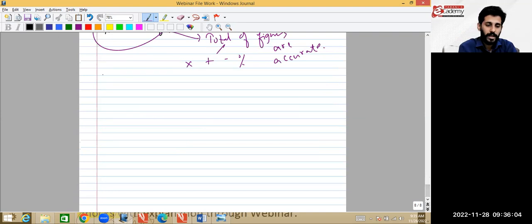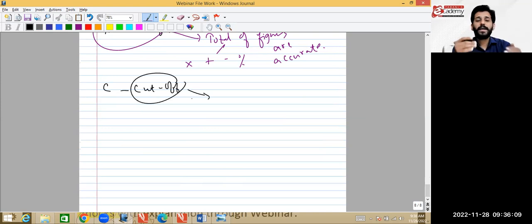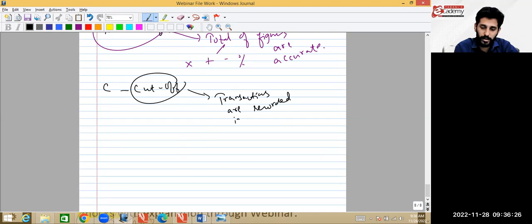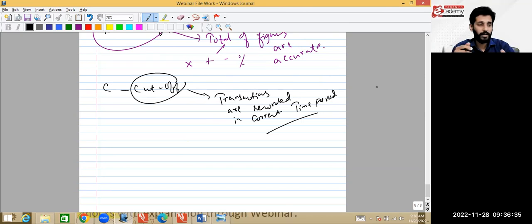Now moving next, and that is C for cutoff. Now what is cutoff? Cutoff is directly related to the topic of accruals. That means that transactions are recorded in the correct time period. For example, if today I have purchased something on credit, I should record it now in this time period. That is a cutoff. And O for occurrence.